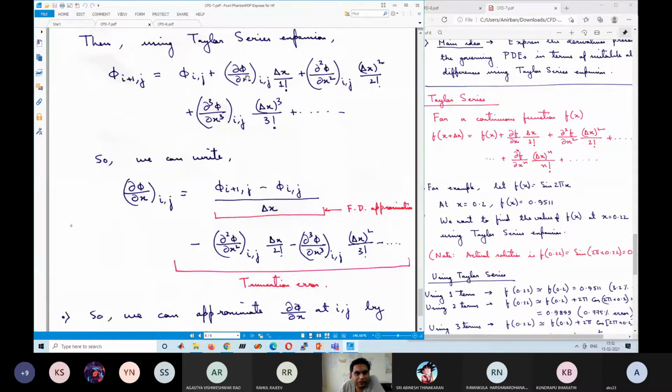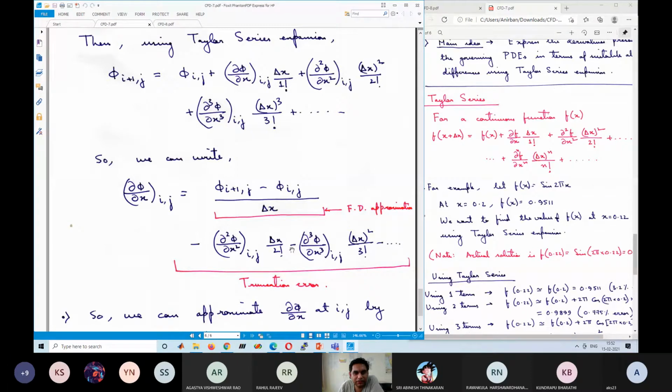So by rearranging the terms, we will keep this term on one side and take all the other terms to the other side. So del phi del x at ij is equal to phi i plus 1 j minus phi ij, this minus this, divided by delta x. This value goes down in the denominator, divided by delta x. Minus, next is this term: del square phi del x square at ij, delta x square by factorial 2, divided by delta x. So one delta x gets cancelled, and we are left with delta x by factorial 2.